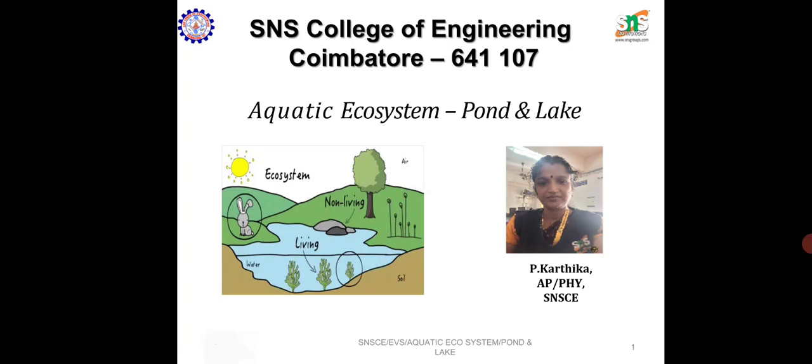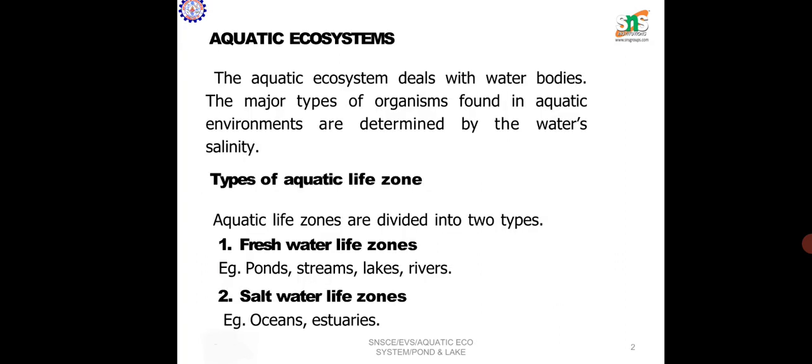Today I am going to explain about the aquatic ecosystem like ponds and lakes, that is the stationary water. Aquatic ecosystem deals with water bodies. The major type of organisms found in aquatic environments are determined by the water's salinity. So, the types of aquatic life zones.